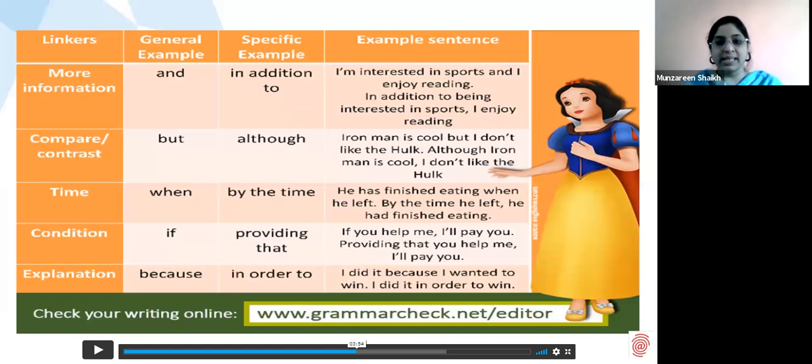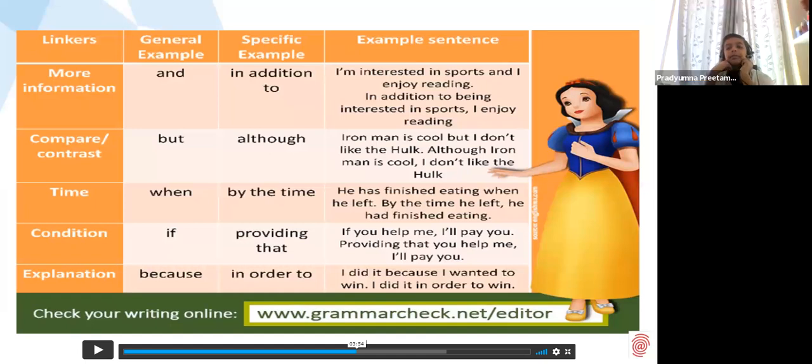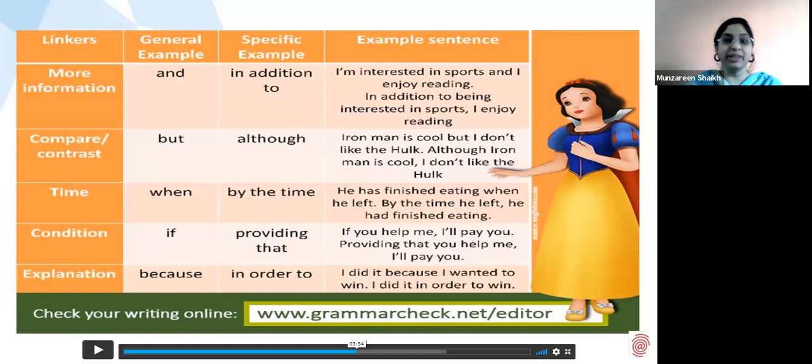Next is: By the time he left, he had finished eating. Which linker is used here? By the time. Okay, clear everyone? Now condition. When you are giving a condition in a sentence, you can use linkers like "if" or you can use "providing that". Very good. I can see Bhavya giving me thumbs up. That means you're understanding here.